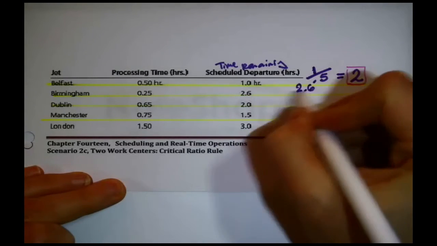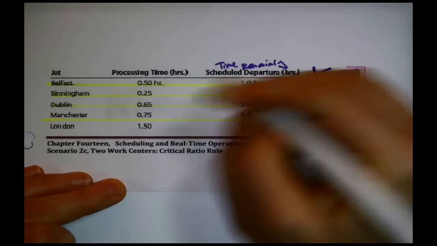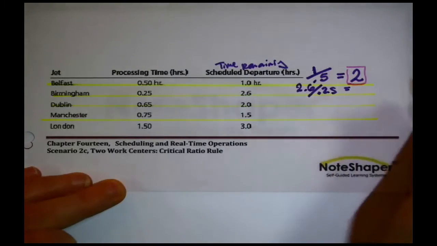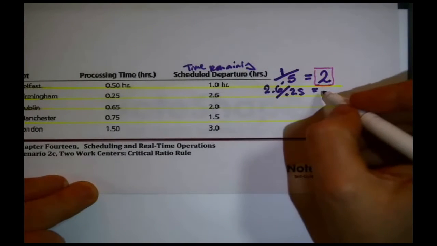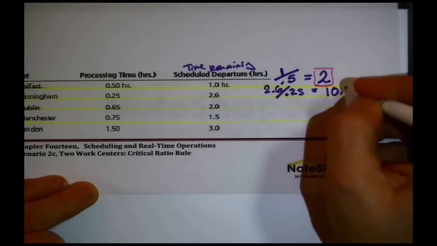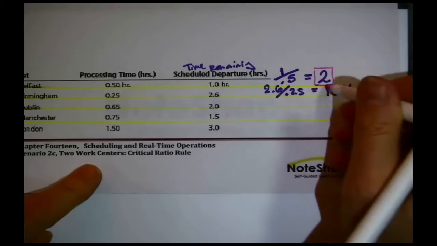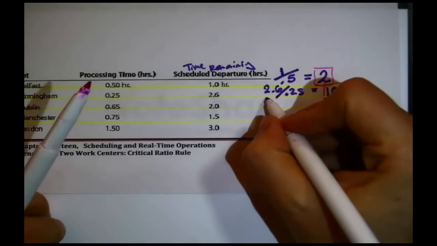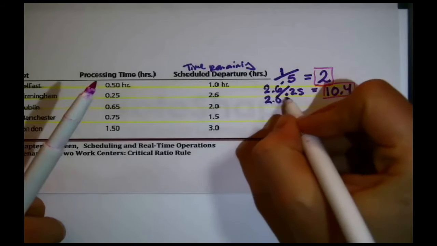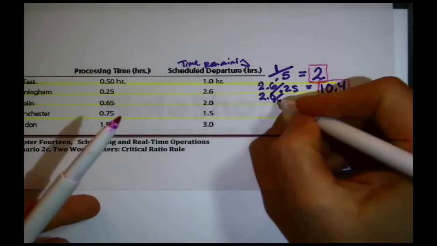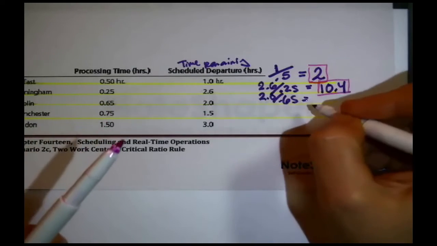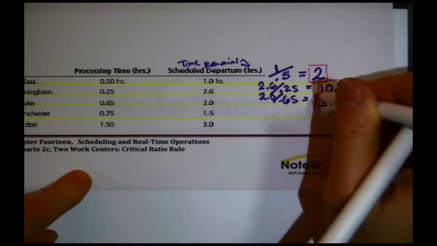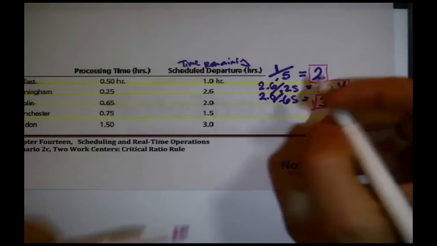Now, I need this value for each one of them, so I do that for the others. 2.6 is the departure time for Birmingham, divided by only 15 minutes, a quarter hour worth of work. So that ratio comes out a lot bigger. I get like 10.4. All right, that's Birmingham. Dublin: time remaining is 2 hours from now. Work remaining was 0.65 hours worth of work. So I get like 3.1 as the result. All right, I record that.